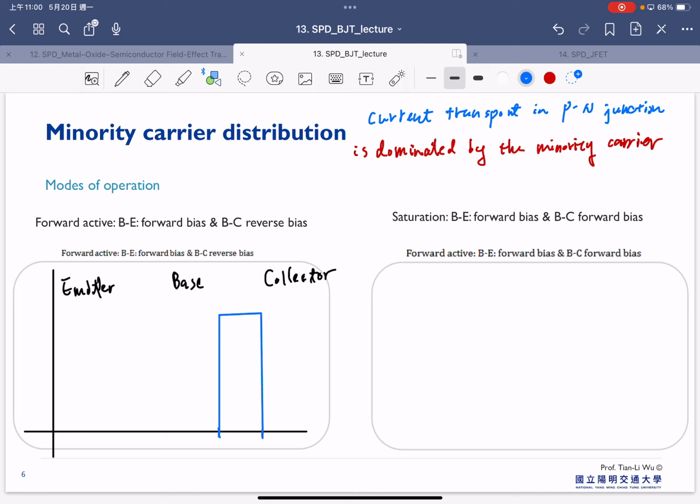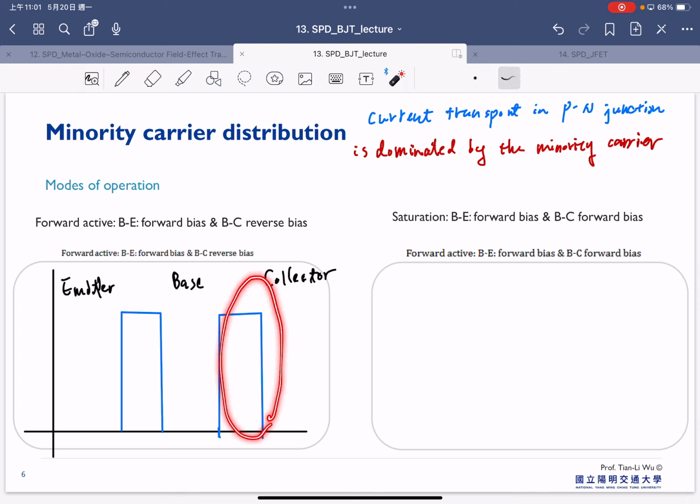We also have to consider the junction between the base and emitter. Sorry, this is the junction between the base and collector, and this is the junction between the base and emitter here. And we try to give certain coordinates here. So we have x double prime equal to 0 here, and this is x prime equal to 0, and this is x equal to xB. So that's the base width. And we also have this one.